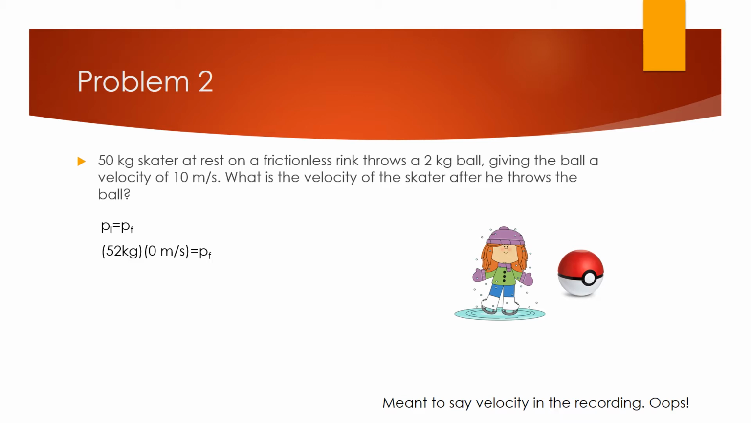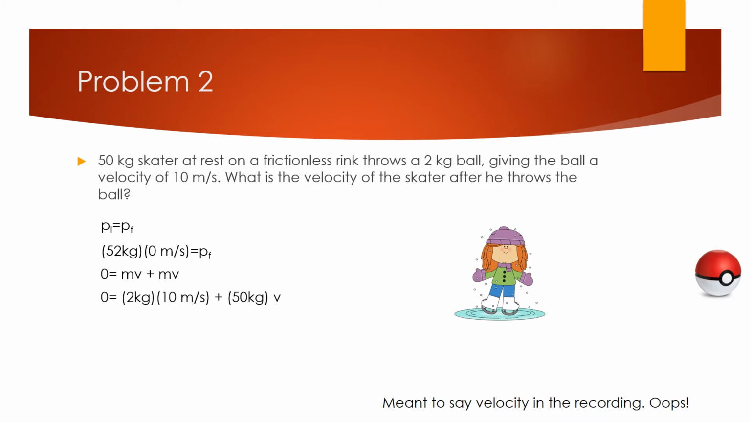After he throws the ball, there are two objects in the system, the skater and the ball. We can calculate the momentum of the ball by multiplying the mass and the velocity, which would equal 20. We also know that the skater weighs 50 kilograms, so all we need to do is solve for his velocity. At the end, we get negative 0.4, which would be the velocity of the skater.